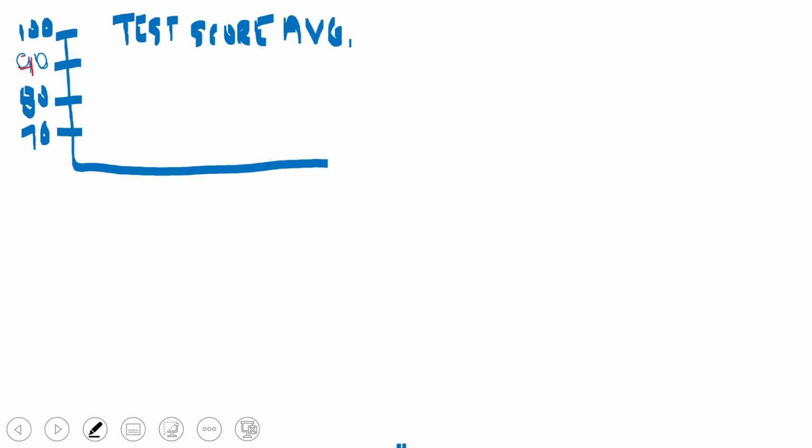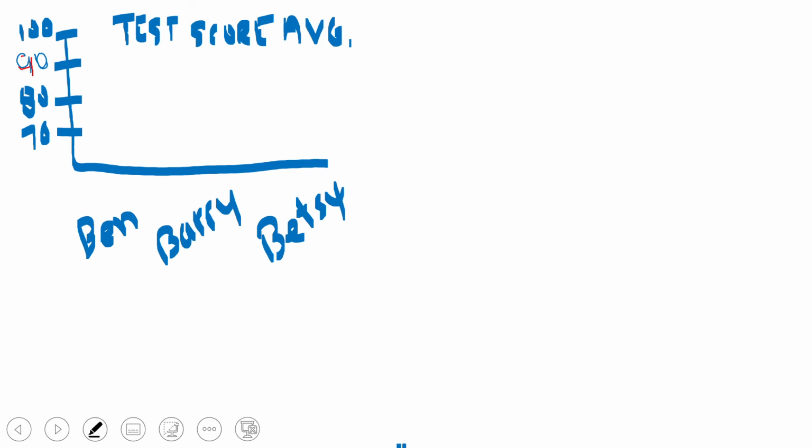And the students are going to be Ben, Barry, and Betsy. There's 2 years associated with these test scores. How Ben, Barry, and Betsy do in 2020 versus how they do in 2021. We'll color code those on the graph.